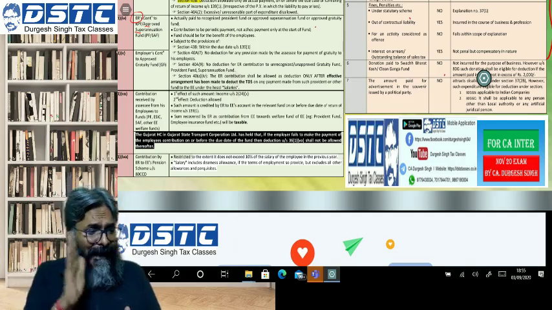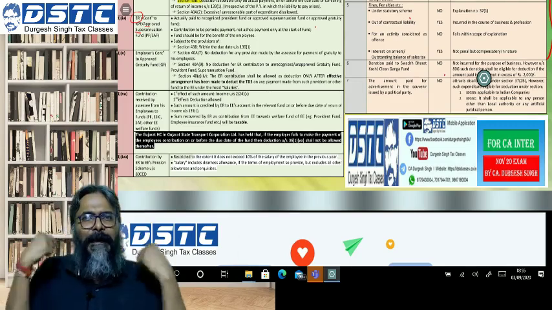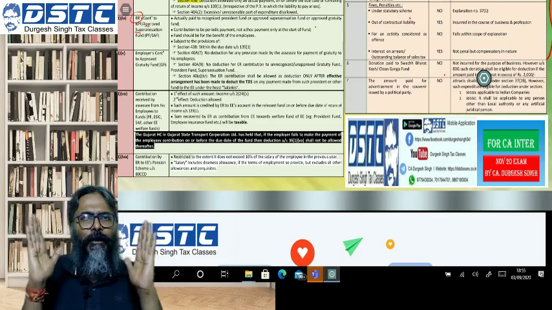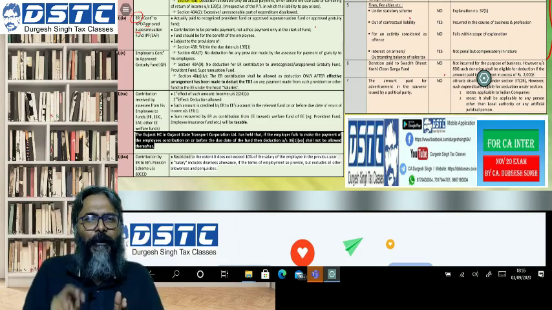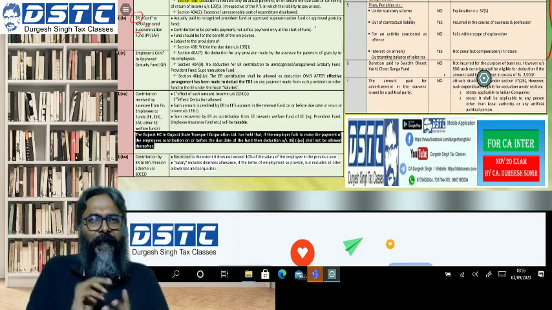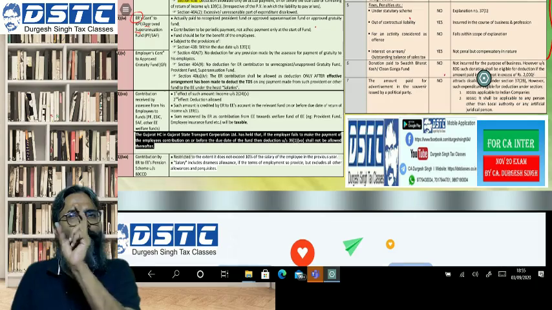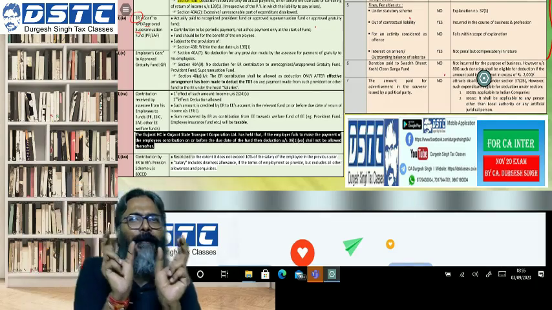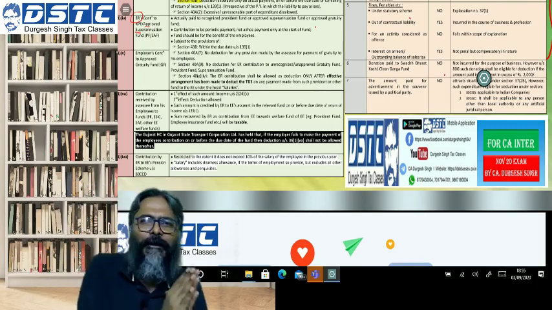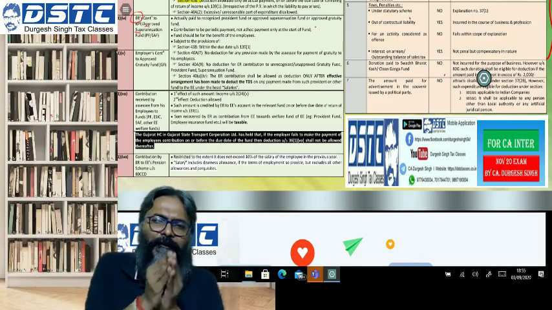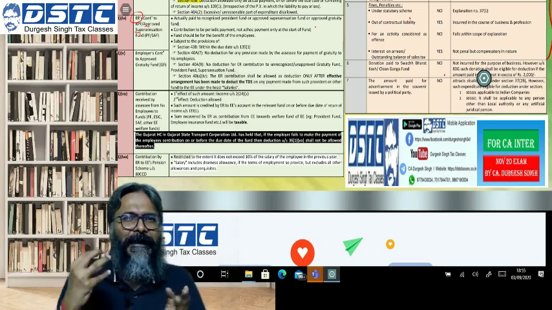3615A, the next one, students, is about the employee contribution. Now, how does the employee make a contribution? We all know these funds are meant for the employee benefit. With these funds, a portion of the amount is contributed by the employer and a portion is contributed by the employee. That is to say, the employee's contribution is deducted from their salary.